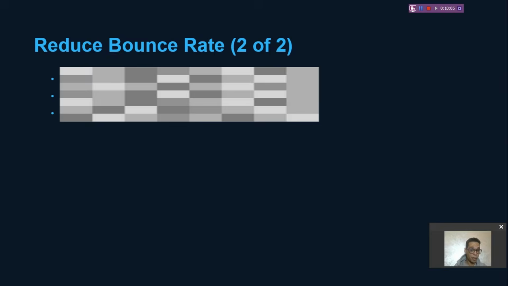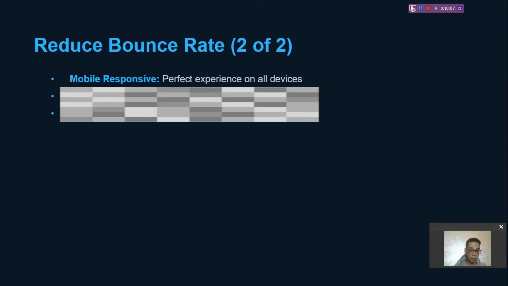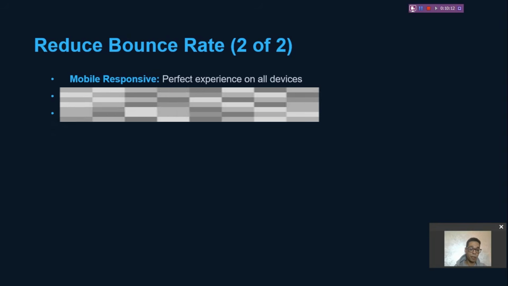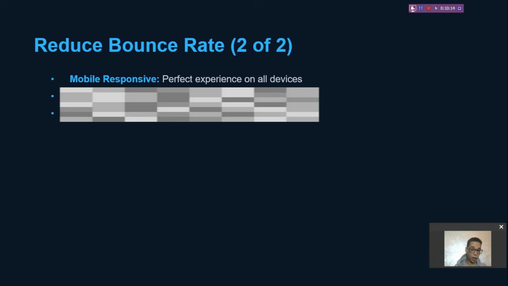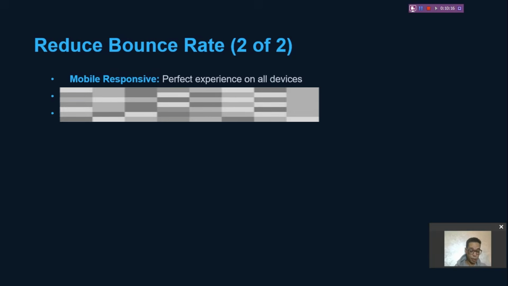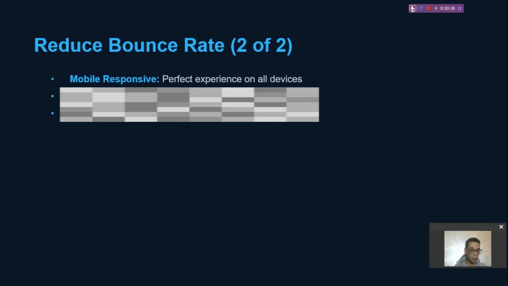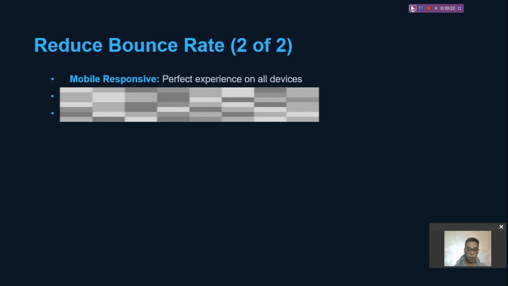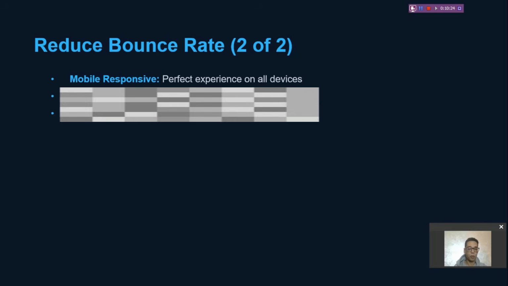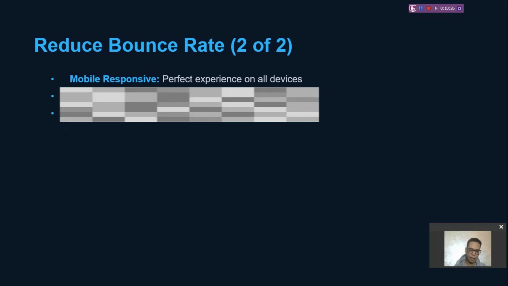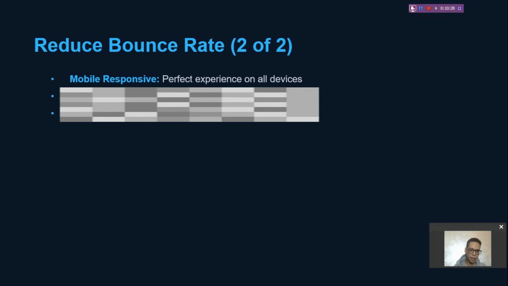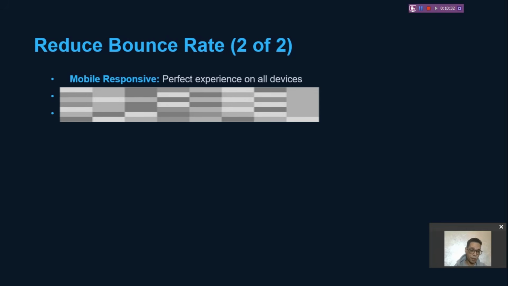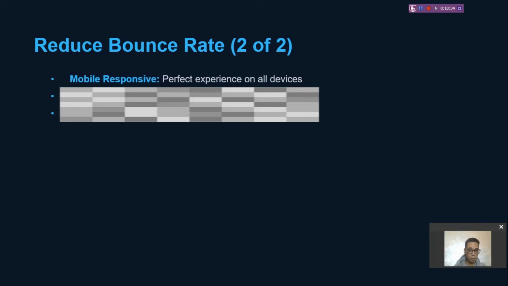Number four, to reduce the bounce rate, is mobile responsiveness. Most people now visit websites from their mobile, so try to have your website version really good and perfect for mobile, site speed, etc. Because if people find that your website is not mobile friendly, they're going to leave, because they'll find it hard to see all the content on your website from their mobile.